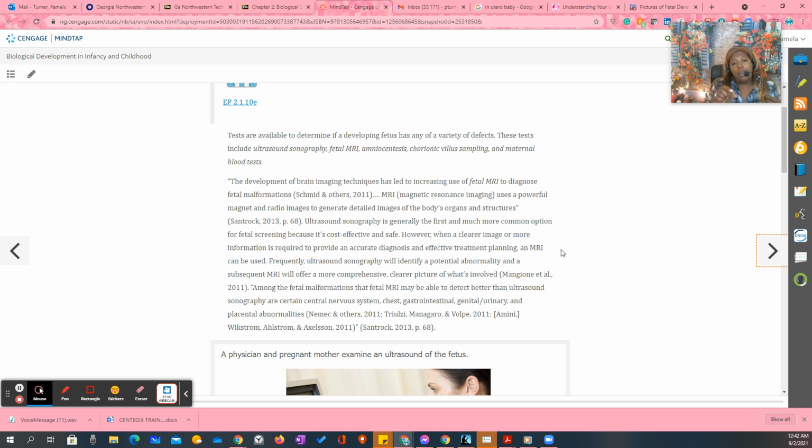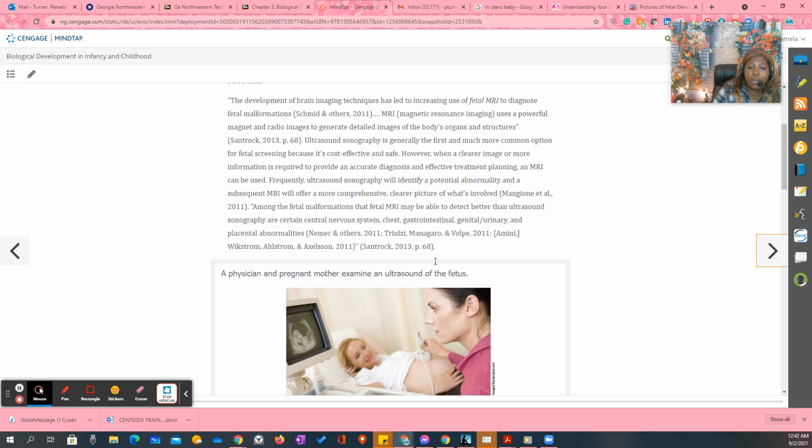They actually stick a needle inside of your uterus. They grab some of the amniotic fluid that the baby is swimming in, and they test that. That is how we know many times if there are some abnormalities in brain development before the baby is born.